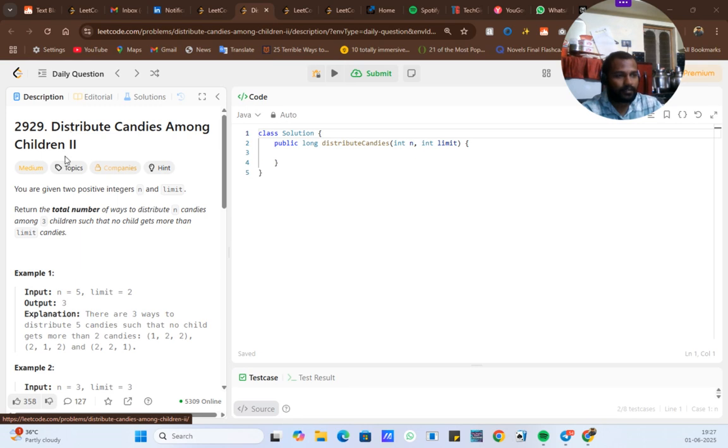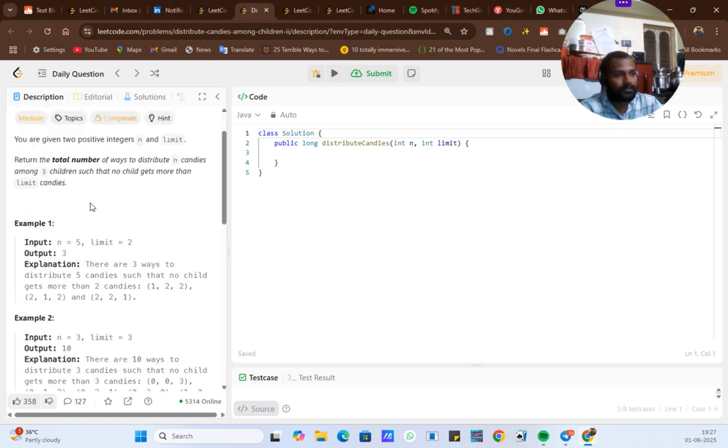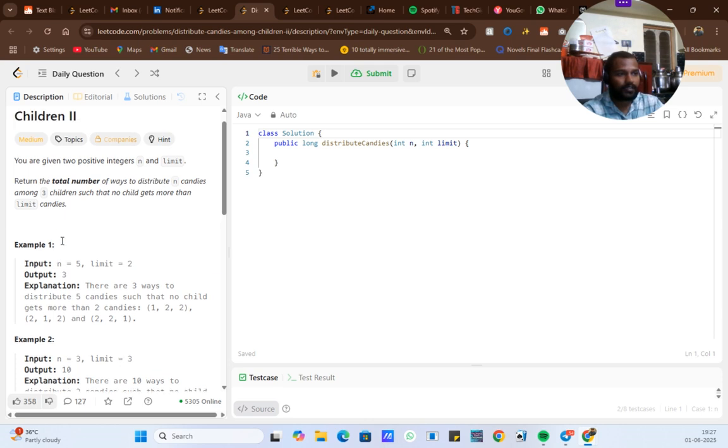Distribute candies among children. So you are given two positive integers n and limit. Return the total number of ways to distribute n candies among three children, such that no children get more than limit candies. So for example 1, the input given is n equals 5 and the limit is 2. So there are three ways to distribute 5 candies such that no children gets more than 2 candies.